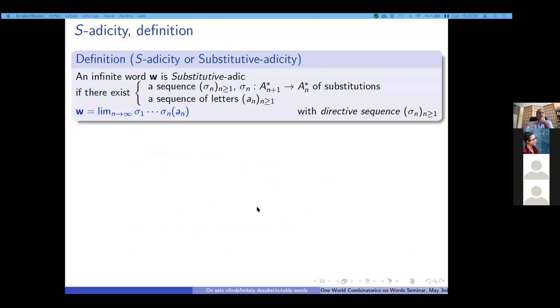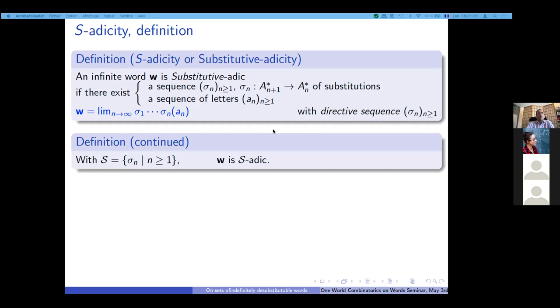So here is a more precise definition of asadicity. An infinite word is S-adic if there exists a sequence of substitutions, which may not be exactly endomorphisms, and a sequence of letters such that W is the limit of the product sigma 1 to sigma n applied to the letter a_n when n tends to infinity. In this context, the sequence sigma n is called a directive sequence. Why did I consider the notion of S-adic? Because S will denote the set of substitutions that I consider to construct the word.